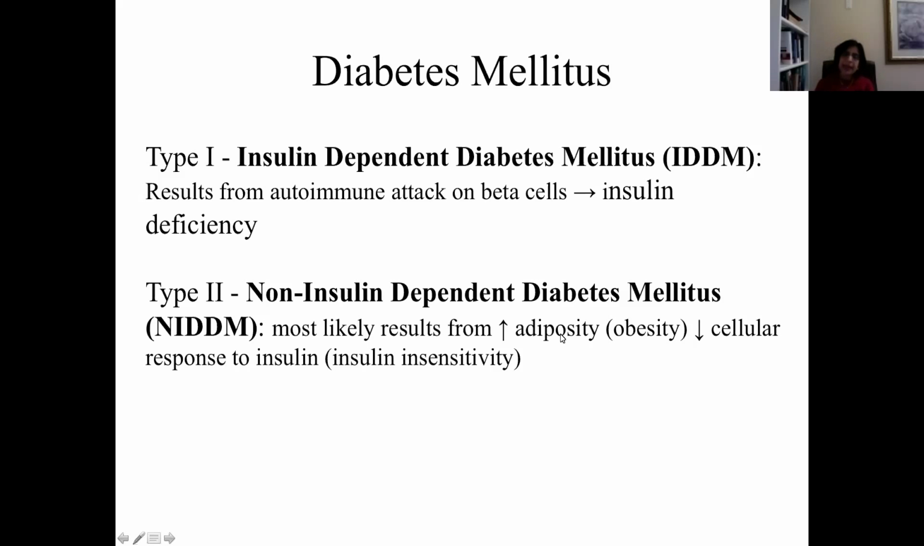Adiposity, that is an increased number of adipocytes, basically obesity. And then insulin resistance, insulin insensitivity. There is a strong relationship between obesity and insulin resistance. The way fat cells react to insulin is quite interesting.